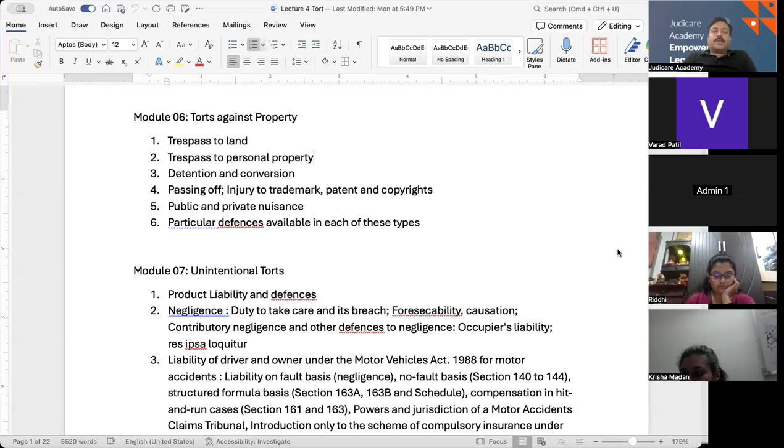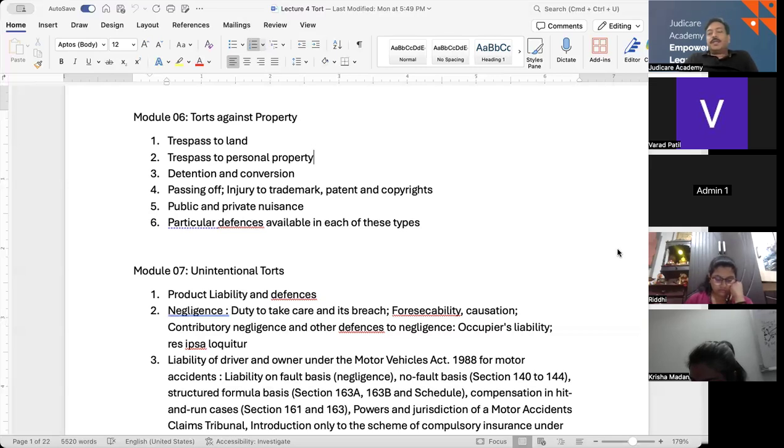Coming to the next topic, module 6, chapter 4, point 4 is passing off, injury to trademark, patents and copyright. So I think trademark I started talking about at the start also, we'll continue here. So passing off is a kind of fraud where an individual misrepresents their goods or services, leading consumers to believe they come from another established brand. So that is passing off.